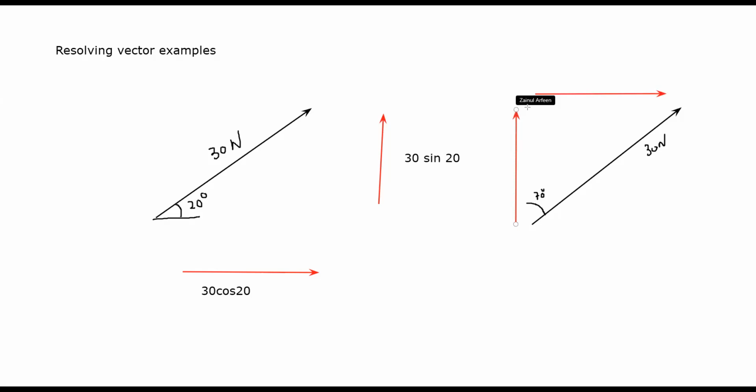So in this case, the component which is against the angle is always written with sine. You can see the component which is against the angle is written with sine, and the one just next to the angle is written with cos. So here it is making angle 70. So the component against the angle is written with sine, and next to the angle is written with cos. So this will be 30 sine 70, and this will be 30 cos 70.